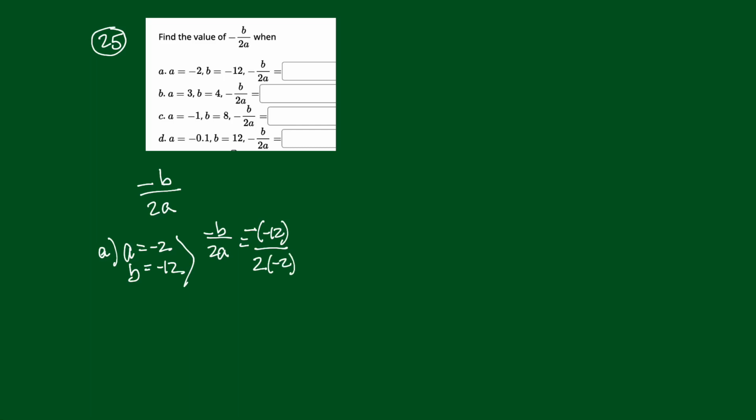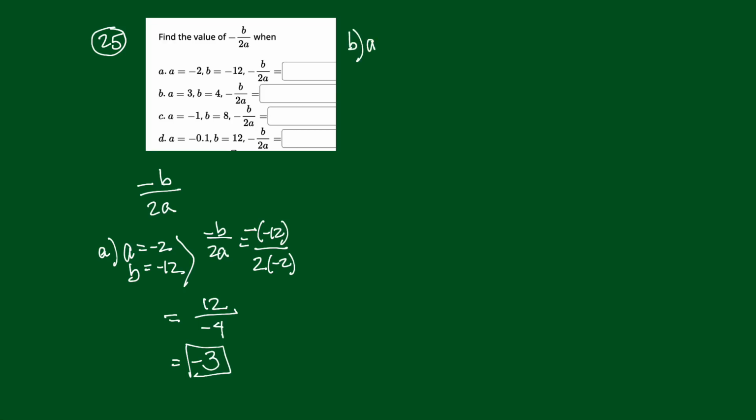Okay, so what do we get on the top? This whole thing is now equal to, on the top, the opposite of -12, which is positive 12. And in the denominator, 2 times -2 is -4. Positive divided by negative is negative. We're going to get -3 out of this. There's part A. Now, what about part B?